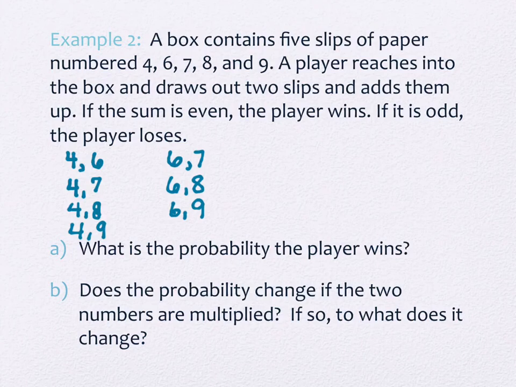I can draw a 7. Again, I don't need to write down 4 and 7 or 6 and 7. I've already written them down. So I can draw a 7 and an 8 or a 7 and a 9. And then the only possibility I haven't listed now is what? Yep, 8 and 9. So we're going to go back and we're going to find the sum of each of these. Again, the point is we want to see whether they're even or odd.